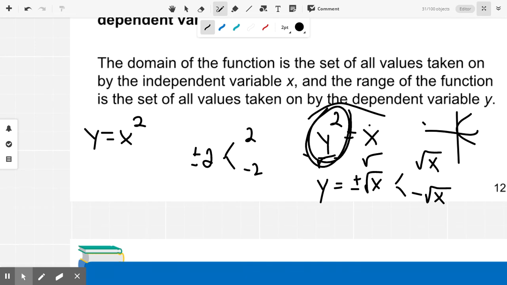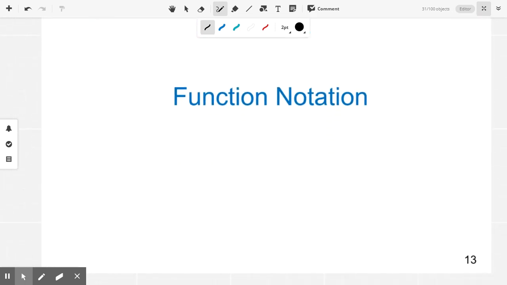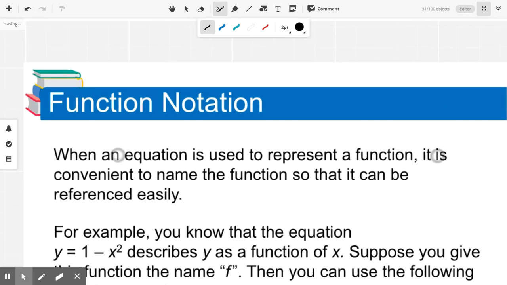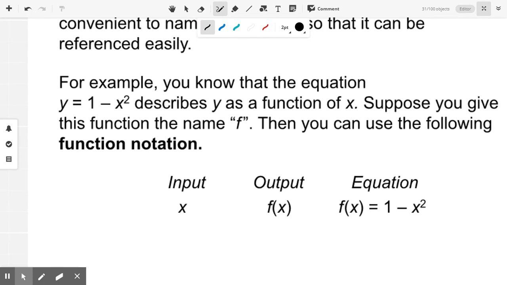All right, so let's move on to function notation. Once we have a function, and y'all are all very familiar with this right here, for example, we write the equation with x's and y's, y equals 1 minus x squared. This describes y as a function of x, x is the input, y is the output. Suppose you give this function the name of f, and you can use the following function notation.